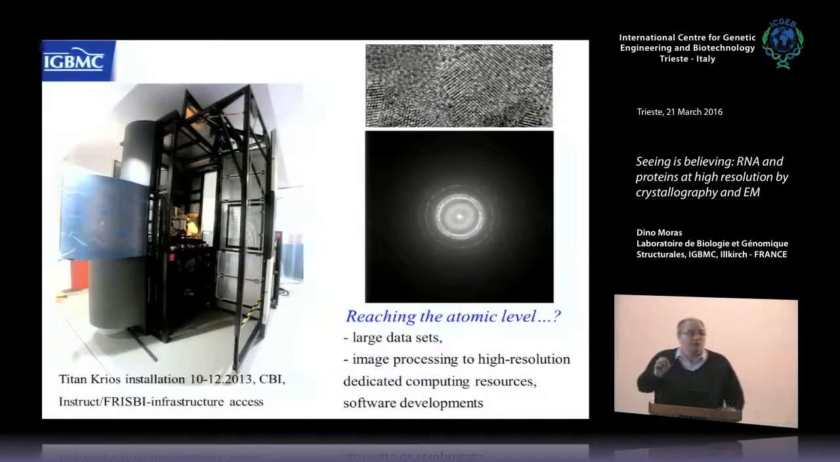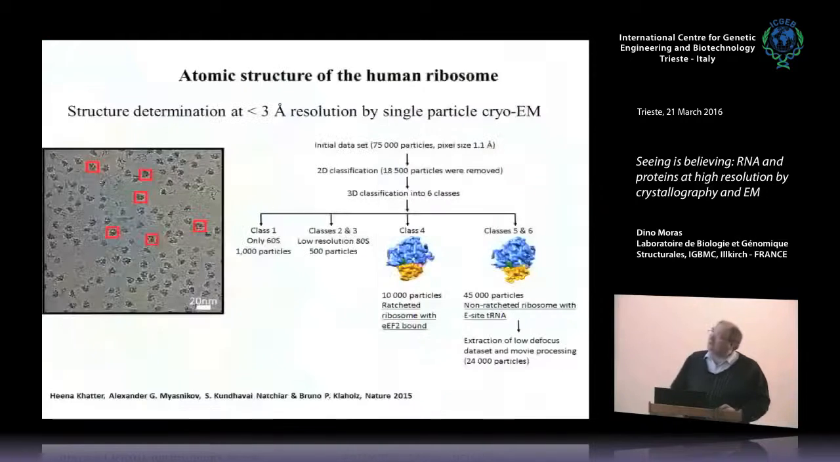And that is the type of images. So we had not the last, but the last but one generation of detector, Falcon detector. Now there is Falcon 2, and there is now an even newer generation, Falcon 3. Things are moving very fast now. And can we reach the atomic level? We give you an example that was reached.